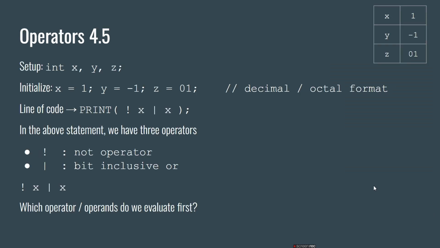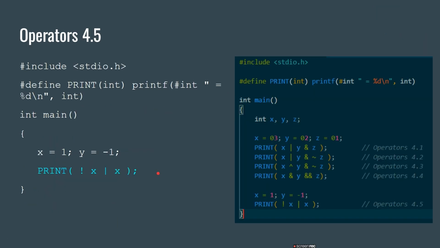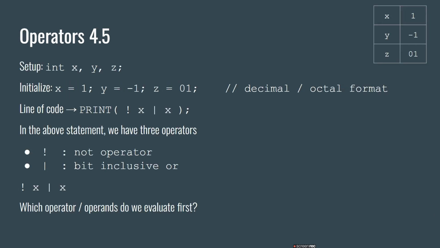Once again, we have three integer variables: x, y, and z. Note that from the previous snippet of code, after operators 4.4 in the puzzle, we reinitialize x to be 1 and y to be -1 from their initial values of 3 and 2 in octal respectively. Now we've assigned them in a decimal format. Nonetheless, they're still a value of 1 and a value of -1 for x and y.